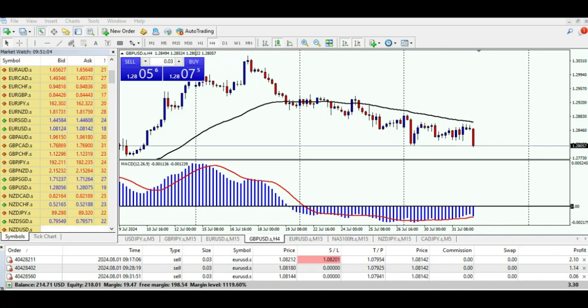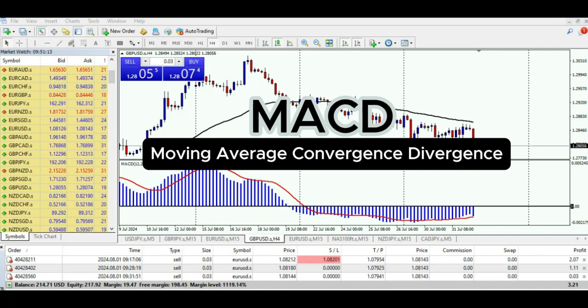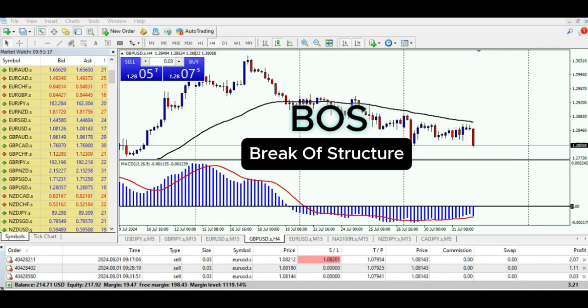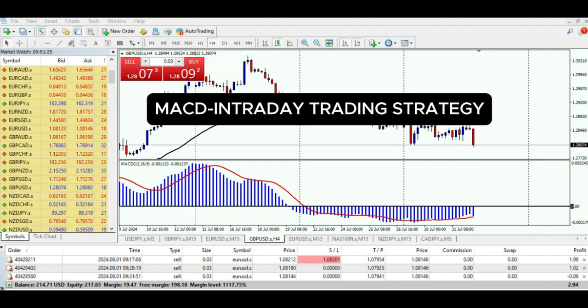So the strategy is MACD BOS. Of course, you know MACD is moving average convergence divergence, and the BOS is break of structure. So we are going to be combining market structure with this particular MACD intraday strategy.